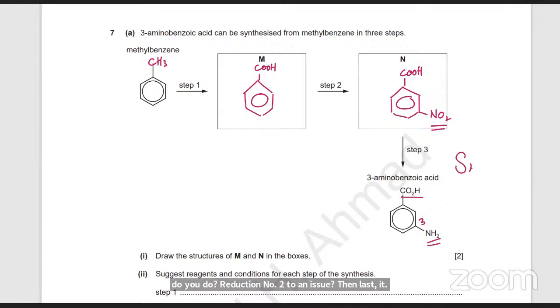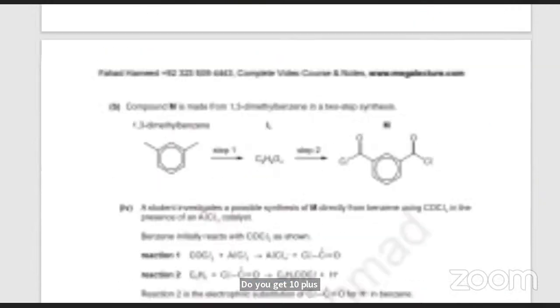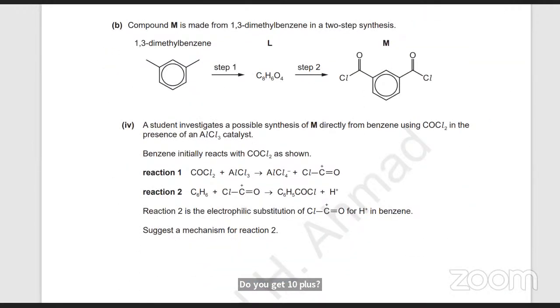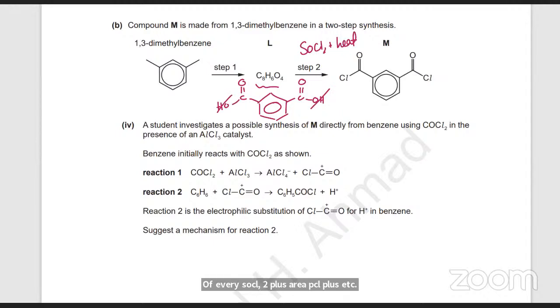Tin and concentrated HCl. ठीक है, tin plus concentrated HCl. ये क्या हो रहा है, that's compound M is made from one. अब मुझे बताओ कि what is this thing? What did they do over here? What is oxidized? हाँ ठीक है, alkyl chain got oxidized. So it turned into a carboxylic acid. और फिर वो ये SOCl2 plus heat या PCl3 plus heat etc. So the OH got substituted by Cl.